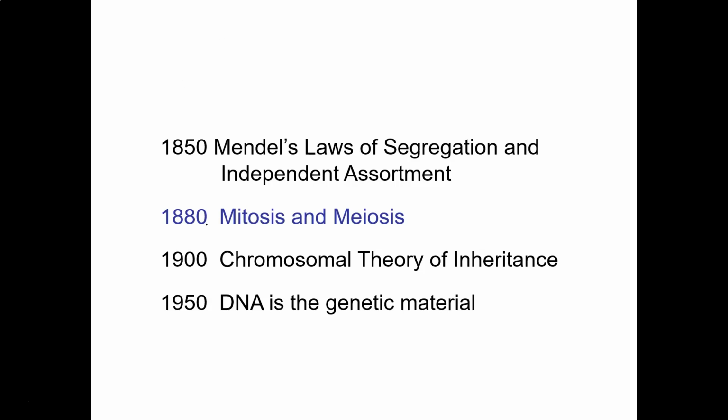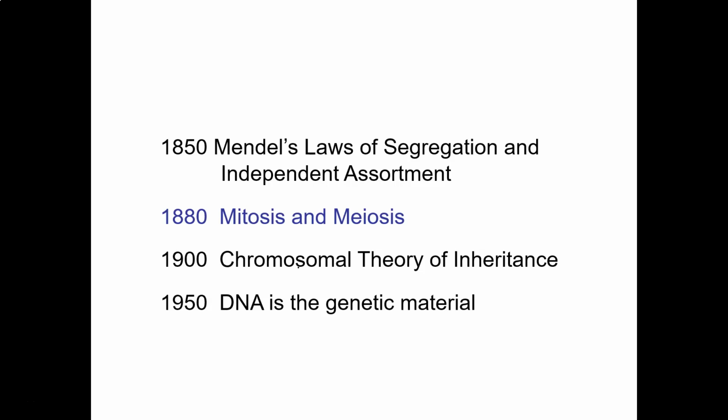So just to go through the historical perspective briefly, it was back in the 1850s that Mendel developed his basic laws, first and second laws of genetics, which then 30 years later, when they discovered meiosis and mitosis, led to the chromosomal theory in the 1900s, which put together Mendel's work and the discovery of mitosis and meiosis to come up with the idea that the hereditary units are located on chromosomes.